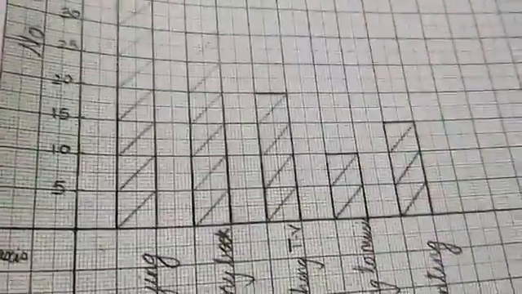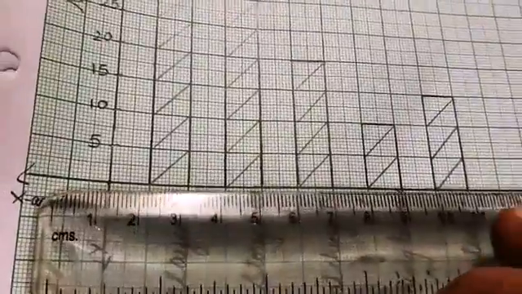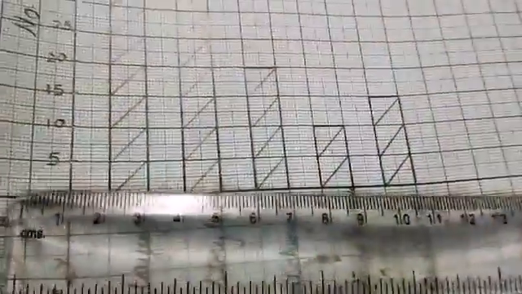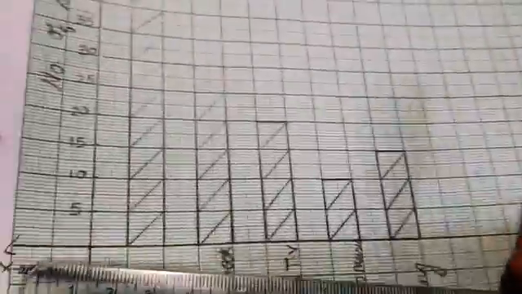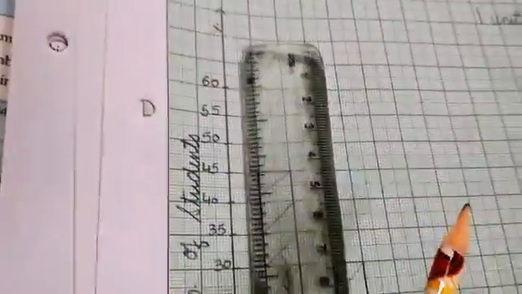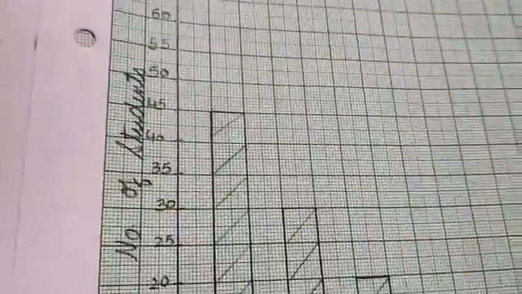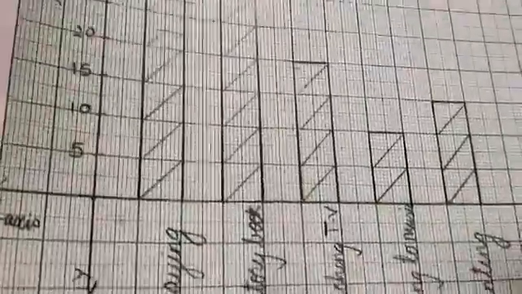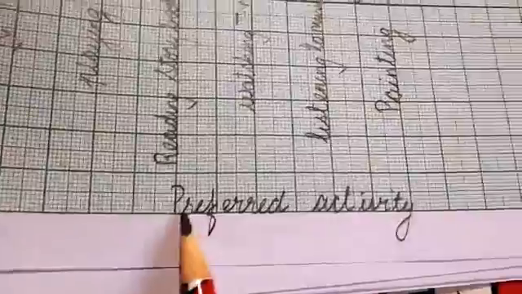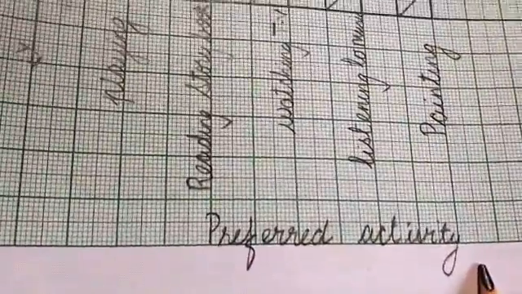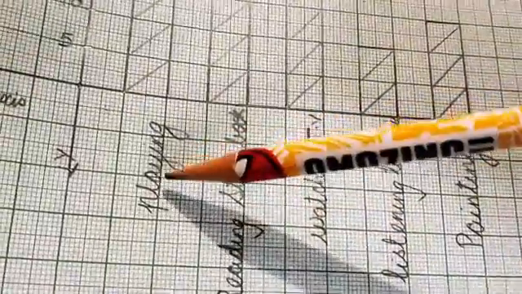Here you take a scale and draw the x-axis. You draw the x-axis, and here you draw the y-axis, right, with the scale and with the pencil. I have already drawn it for you. Now what you have to do? On the x-axis, you will write what? Preferred activity.